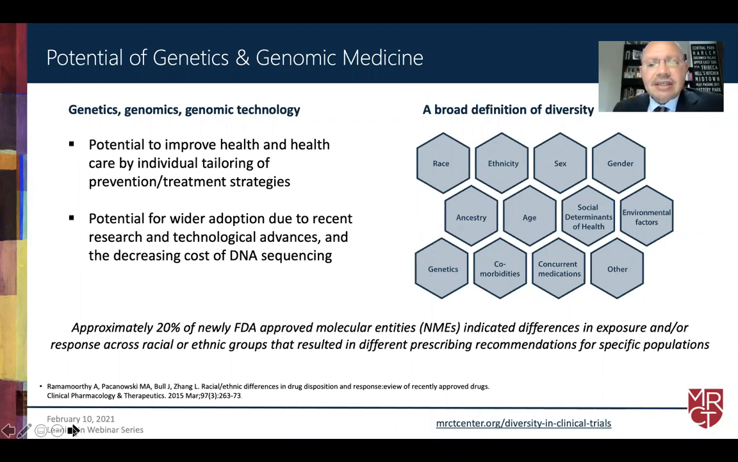Now, in the MRCT guidance document, we employed a broad definition of diversity. However, if you consider only race and ethnicity, there was a recent publication based on data from the FDA, which showed that approximately 20% of newly FDA-approved molecular entities indicated differences in exposure and response across racial and ethnic groups. And these resulted in different prescribing recommendations for specific populations. The mechanisms and explanations were not provided, but these can certainly benefit from additional study. Next slide.